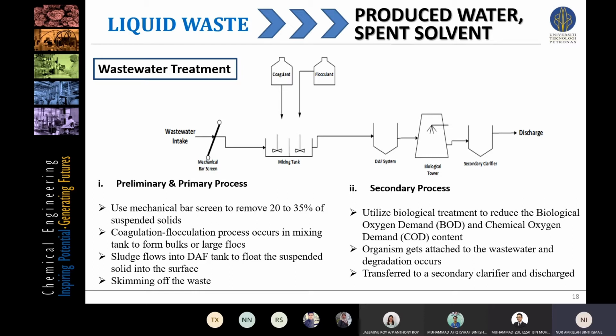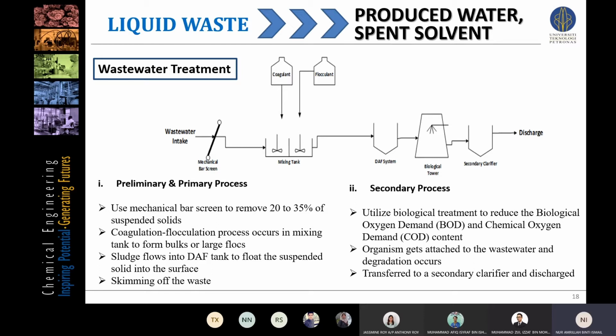In primary process, mechanical bulk screen is used to remove around 20 to 35% of total solid, which then continues flowing into the mixing tank, where the sludge forms into bulks due to coagulation and flocculation process. Then this wastewater will flow into aeration tank, DAF tank, where the suspended solid will be floated to the surface due to the formation of bubbles in that processing tower itself. Then only the sludge will be skimmed off.